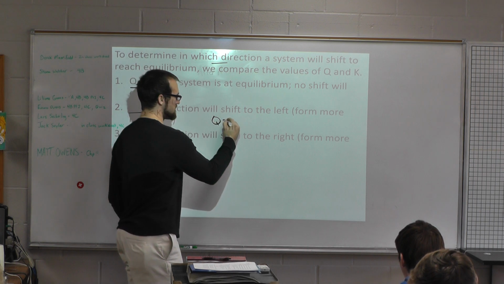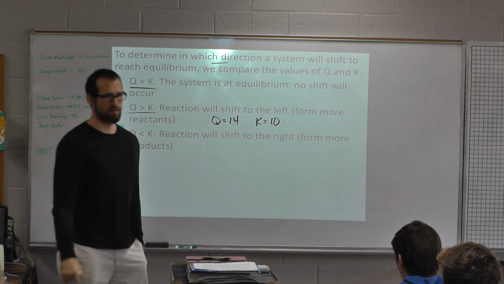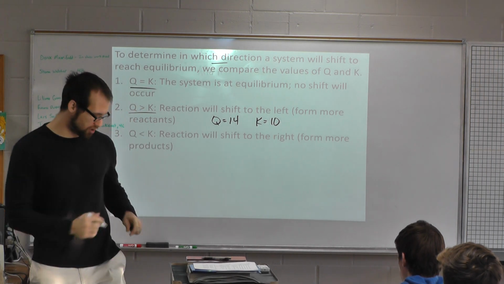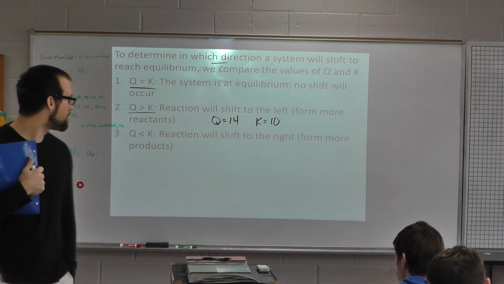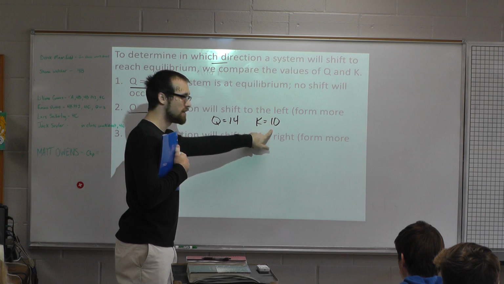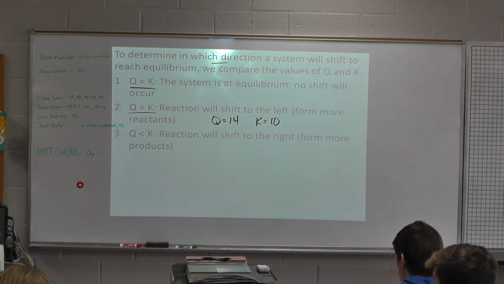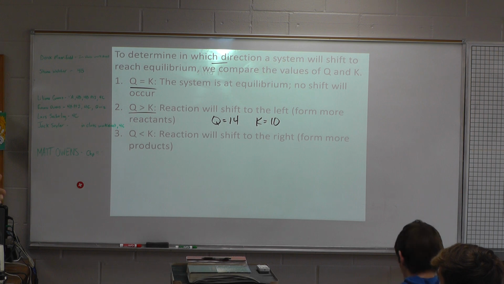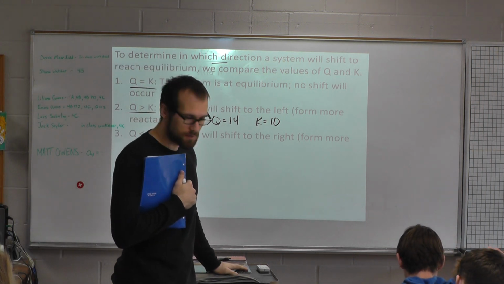If Q was 14 and K was 10, why would that tell you you're going to need to shift left? It's more product favored than an equilibrium is. Yeah, it has more products than it should have at equilibrium. So if it has more products than it should have at equilibrium, it's going to react those products to produce your reactants. And the same logic can be used when Q is less than K. You need more products to get a higher K, so therefore you've got to progress to the right.